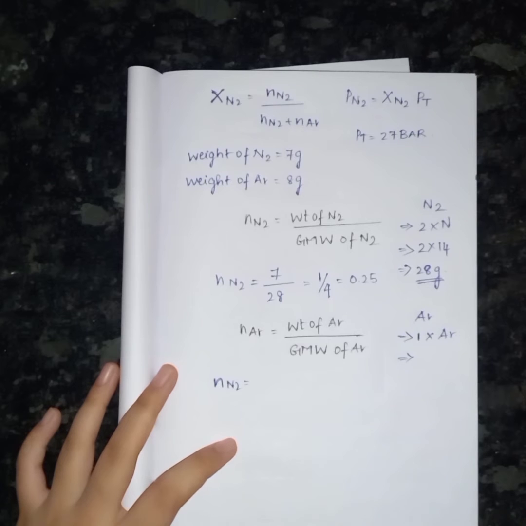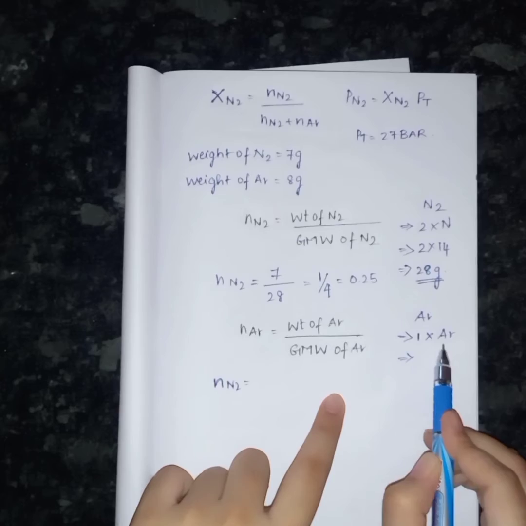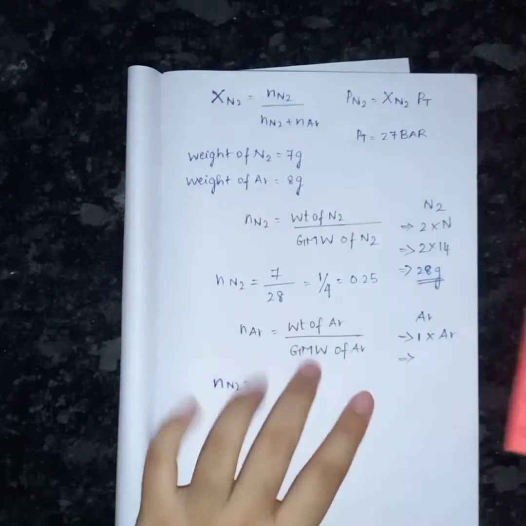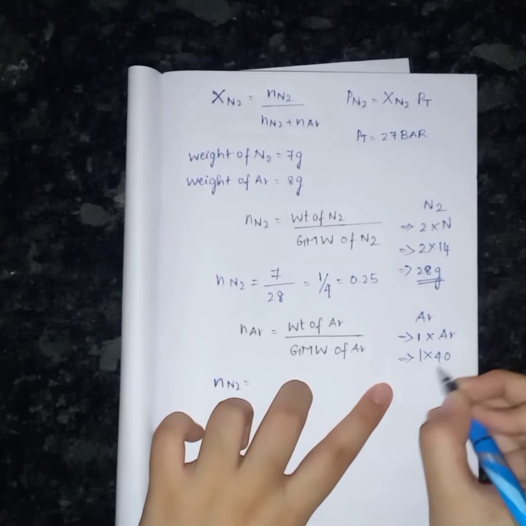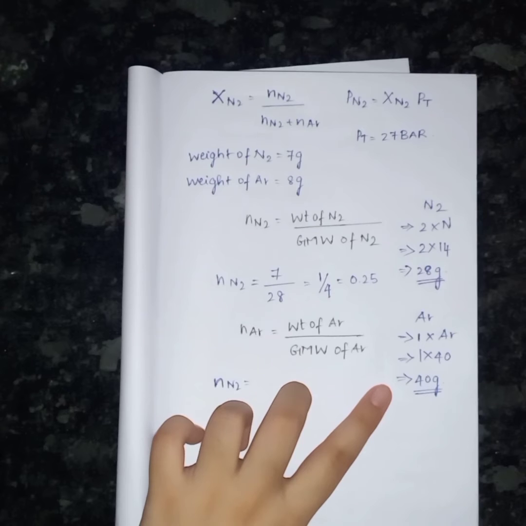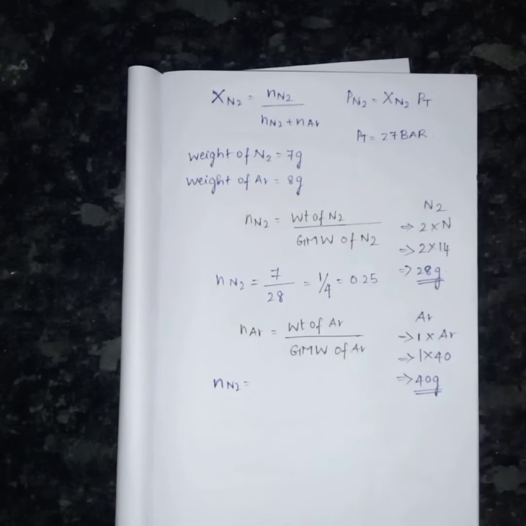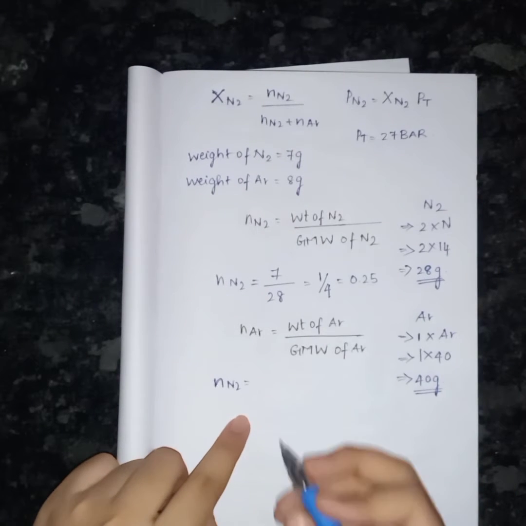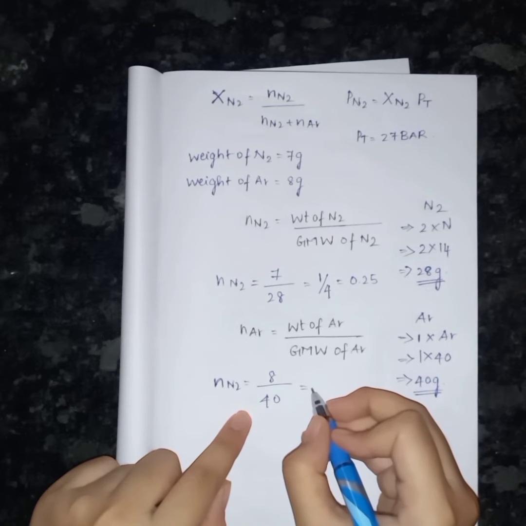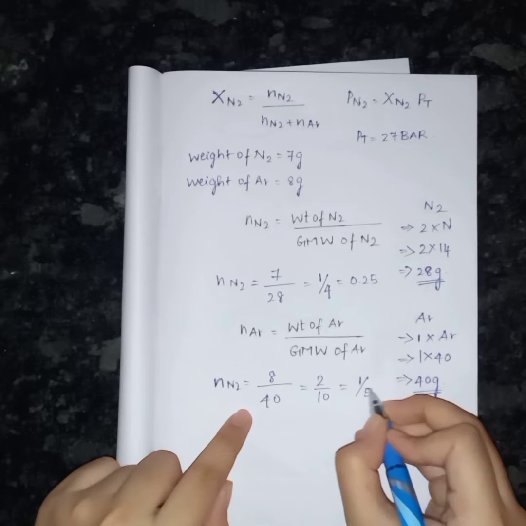Let us calculate the gram molecular weight of argon. In argon there is only one argon atom. The atomic mass of argon atom is equal to 40. So 1 into 40 gives 40. Therefore, 40 is the gram molecular weight of argon. Weight of argon is given in the question, which is equal to 8 gram. I am substituting the values. 8 divided by 40, which is equal to 2 by 10, which is equal to 1 by 5, which is equal to 0.2.